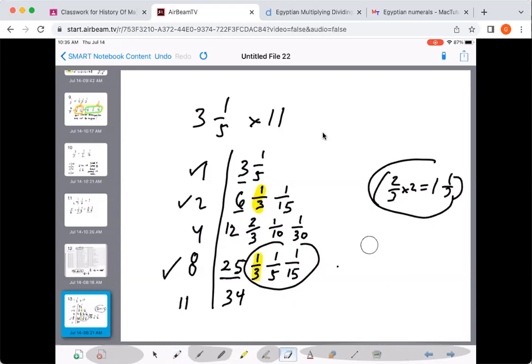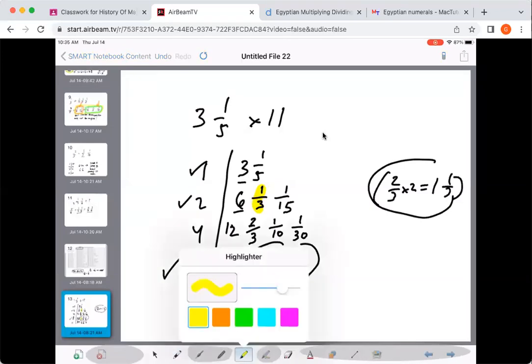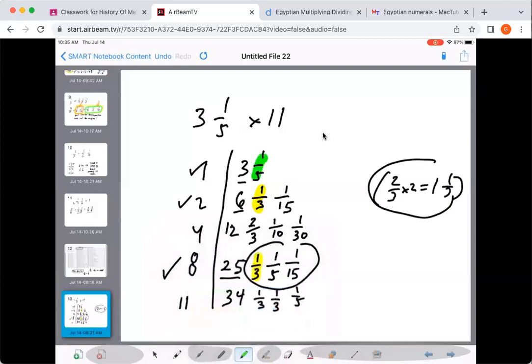So instead, what I'm going to have you do is just list out all the fractions. Let's just make it 1/3, 1/3, 1/5. Let me highlight them. So there's 2 of these 1/5, and then I have these 2 1/15ths left.